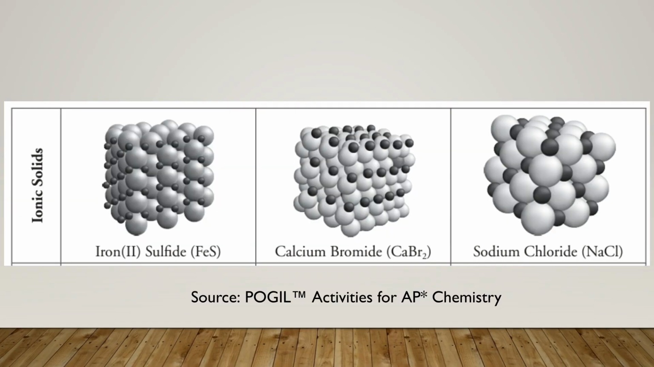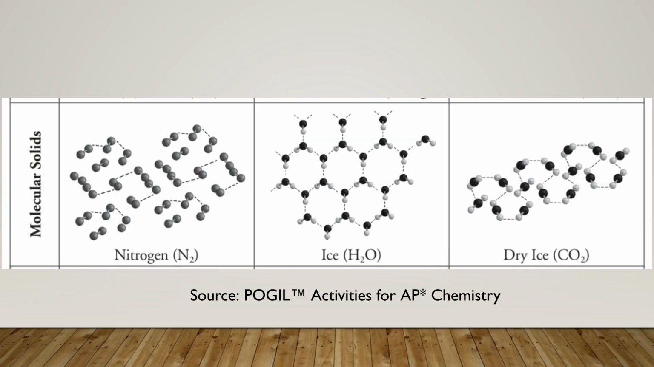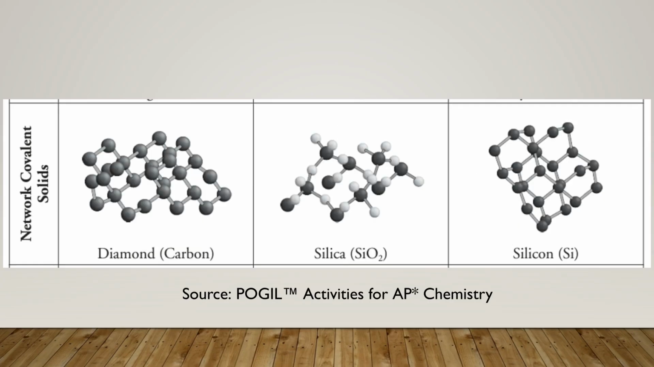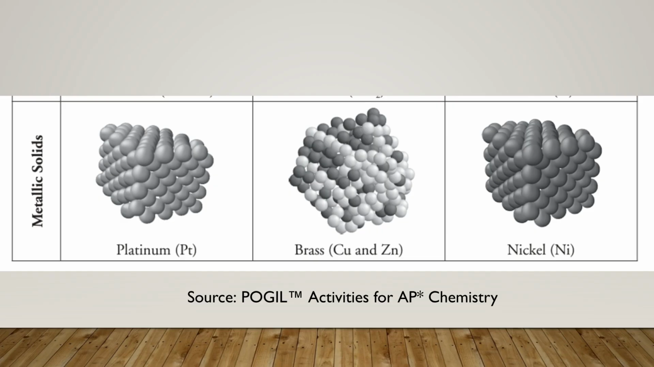This image displays examples of ionic solids, such as iron(II) sulfide, calcium bromide, and sodium chloride. Here we see examples of molecular solids, including nitrogen, ice, and dry ice. These are held together by intermolecular forces. This slide illustrates network covalent solids like diamond, silica, and silicon, characterized by their extensive covalent bonding networks. The final category of solids shown are metallic solids, exemplified by platinum, brass, and nickel.